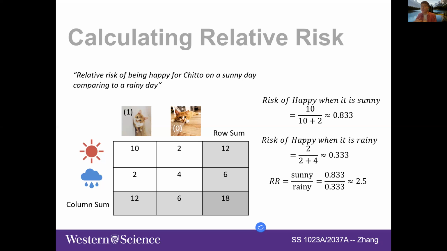It tells us how many times the likelihood of the cat Cheeto being happy is, compared to our baseline group. Does that make sense? Any questions so far? I know it's kind of messy for this kind of statement.